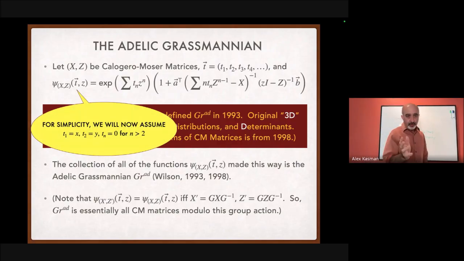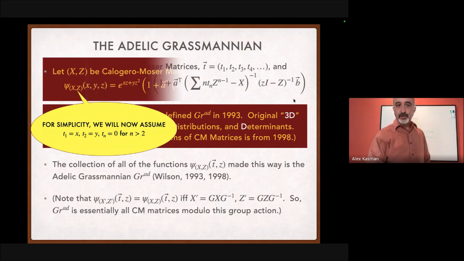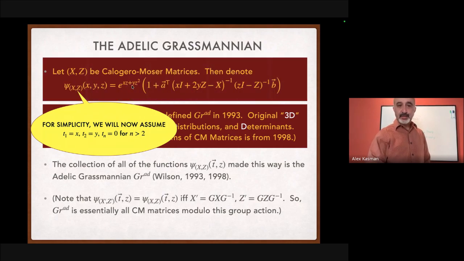Also, to make this easier for you, even though for the KP hierarchy there are all these infinitely many time variables, in the rest of the talk I'm only going to need t1 and t2. So let's just call them x and y and set all the other time variables equal to 0 so that they go away. And then this formula gets a lot easier to look at. Then it's just e to the xz plus yz squared, a simple function, multiplied by this. You can see now this is a rational function made out of the matrices X and Z, depending on the variables x, y, and z.